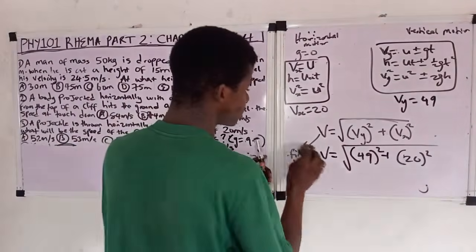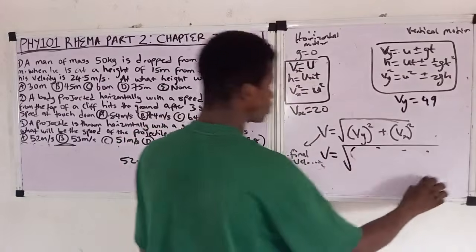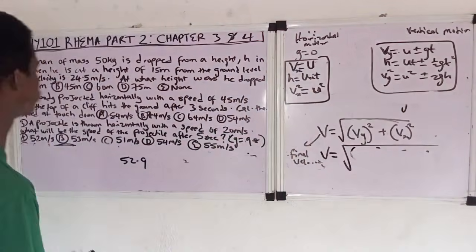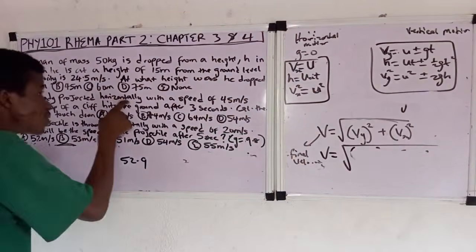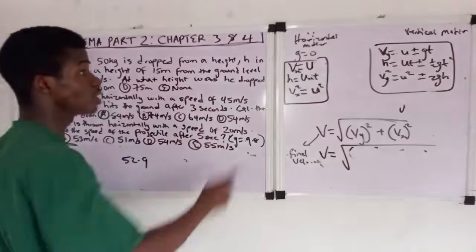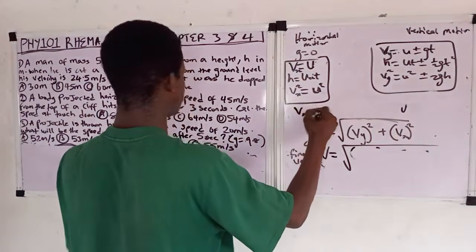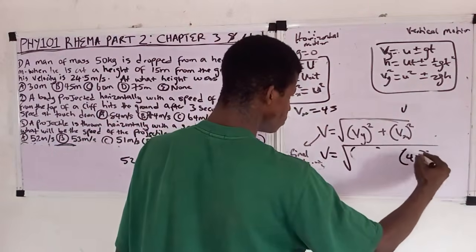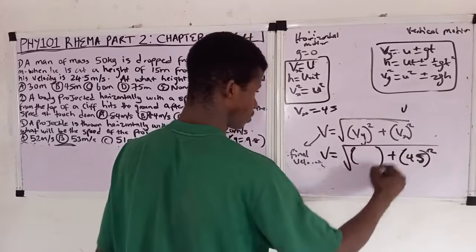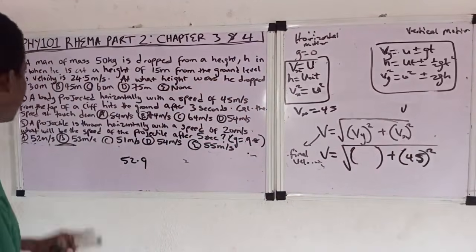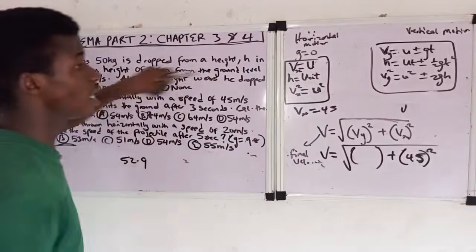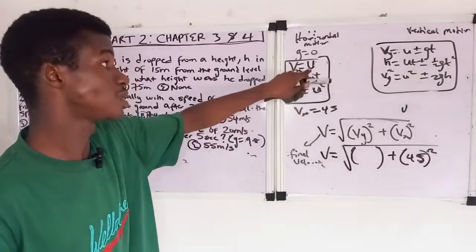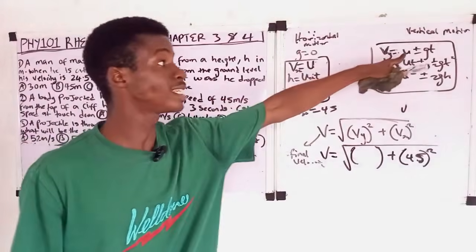Now, question 2 is the same thing, right? Let's do question 2. Let's look for vx and vy, then we'll put in the square root. They say a body is projected horizontally with a speed of 45, so the horizontal velocity is 45. Whenever we see vx, we put 45, then squared, then plus bracket open. Then what about vy? They said horizontally as well. Therefore, this is the horizontal velocity, so the vertical velocity is 0.